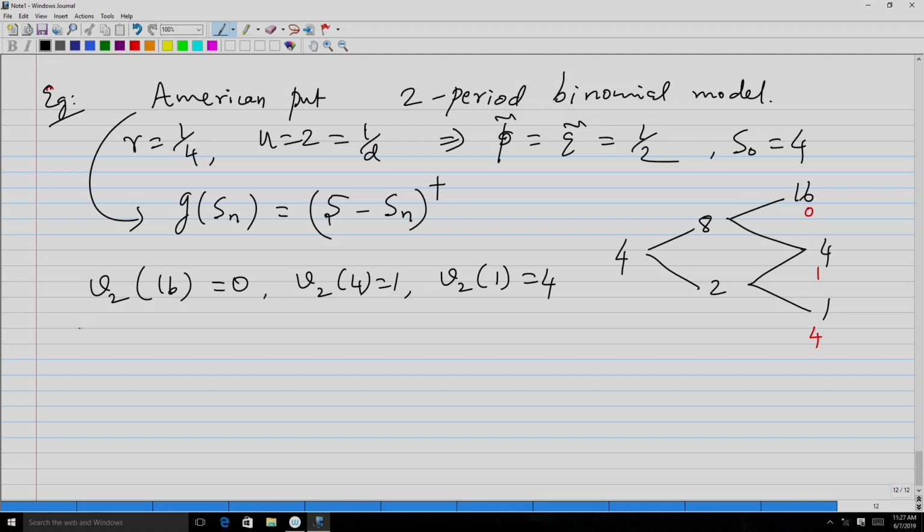Okay. Now, let us go back to the previous step. V 1 at 8 will turn out to be the maximum of 8 minus... suppose if I look here, it is 5 minus 8, the positive part, which is 0, or the other part, the recursive part. Okay. So, this is the maximum of, it will turn out to be 0.